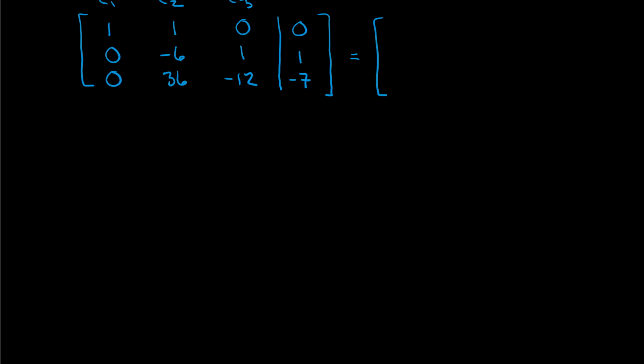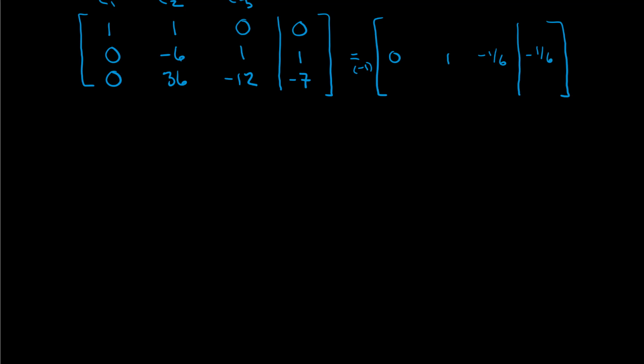I want to, in the second column, create a 1 here. So I'm going to multiply that second column by a negative 1/6. So I'm going to get a 0, a 1, a negative 1/6. And then on the right-hand side, we're going to get a negative 1/6. Okay, I'm going to now take this times a negative 1 and add it to the first row.